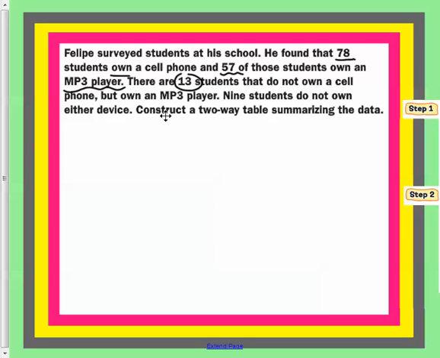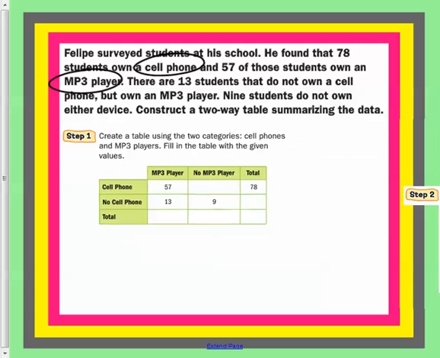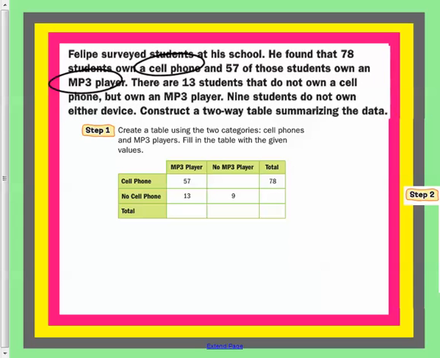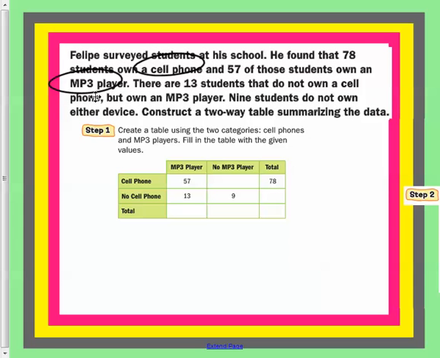So the first thing that we want to do is construct our two-way table. We want to figure out what we want on there. Cell phones and MP3 players. So step 1, create a table with the information that you already have. MP3 player versus none, and then their totals. Cell phone versus none, and then the totals.